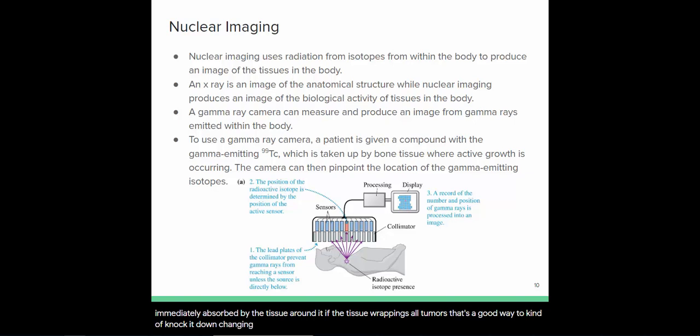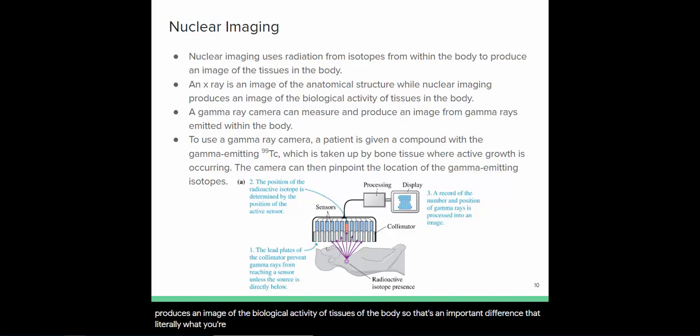Nuclear imaging. Nuclear imaging uses radiation from isotopes within the body to produce an image of tissues in the body. So an X-ray is an image of the anatomical structure, while nuclear imaging produces an image of the biological activity of tissues in the body. So that's an important difference.